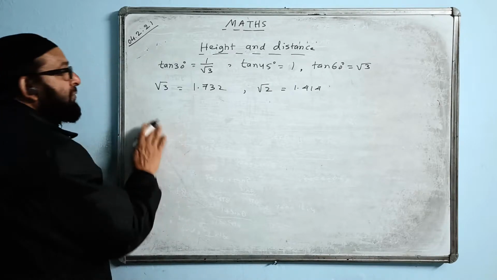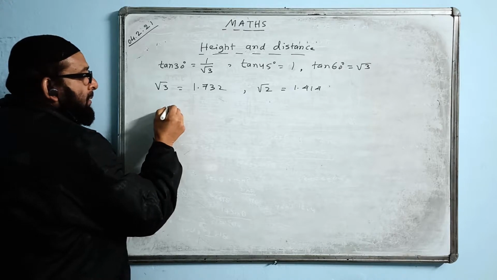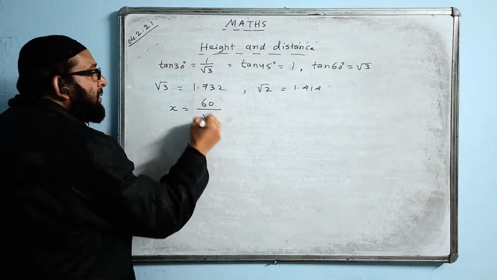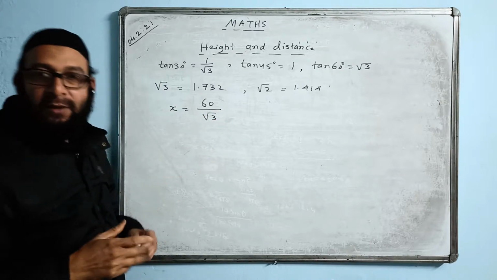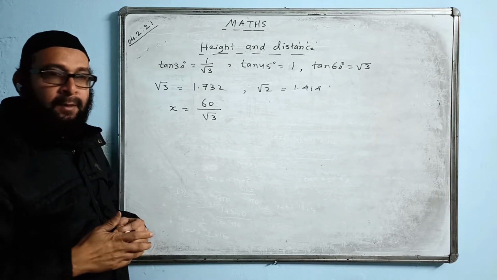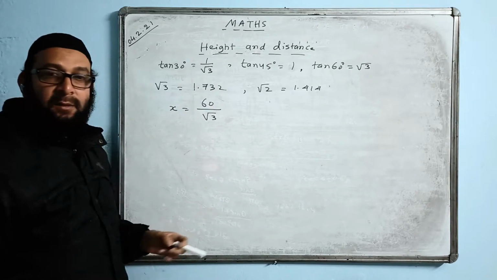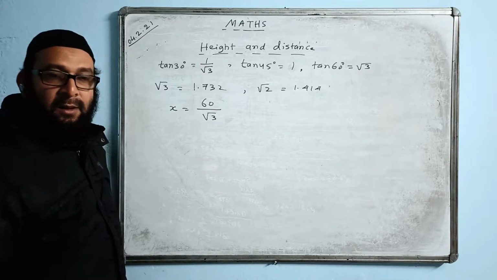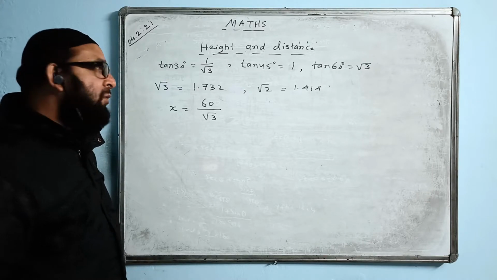Now, before we do anything, just see this one. Suppose we are having x value coming as 60 by root 3. Find the answer in decimal place. If I put the value of root 3 directly here, then you have to divide, and division is quite a tedious process. And this may not give you the correct answer also.